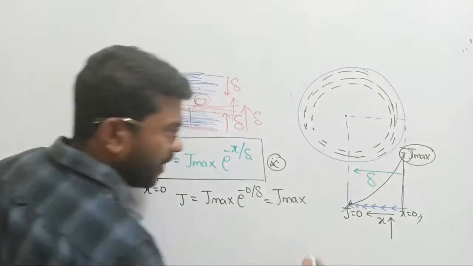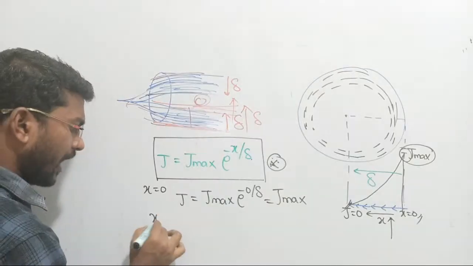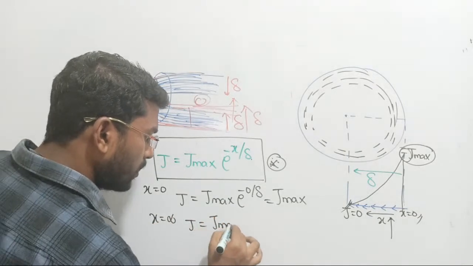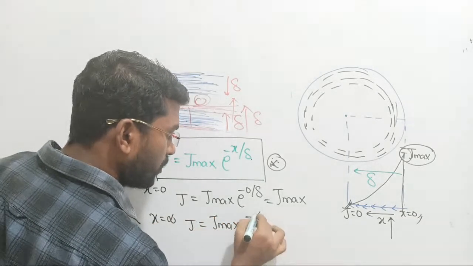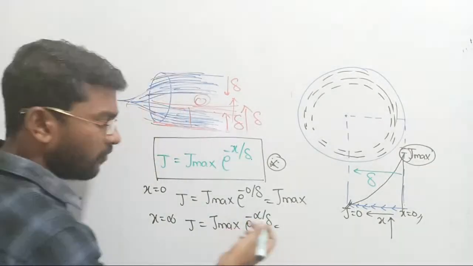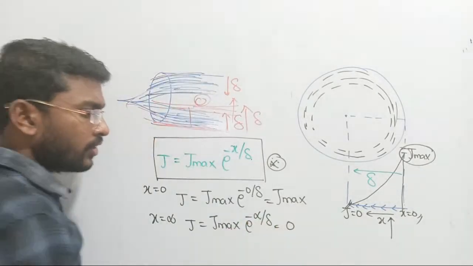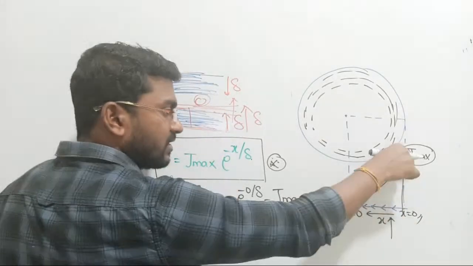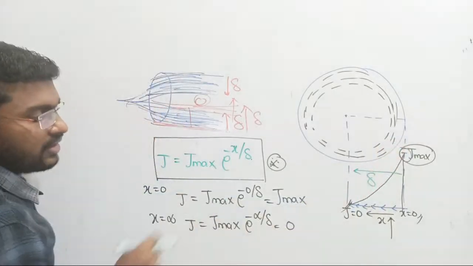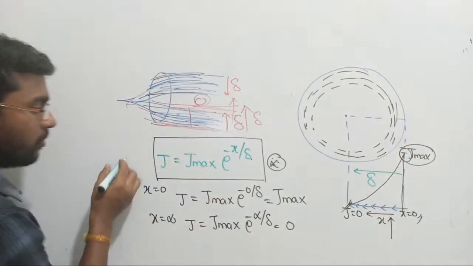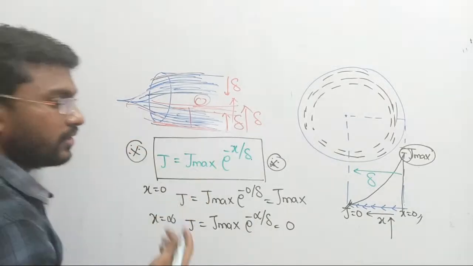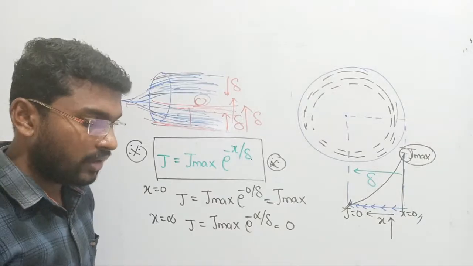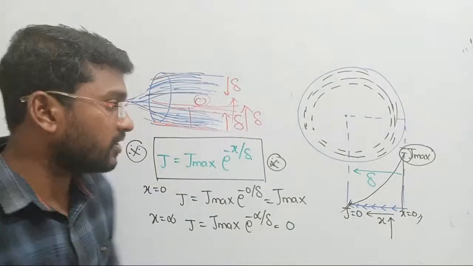And then, going deep, for example, x is going to be infinity, ideally. Then current density is J equal to J max into e power minus infinity, which becomes 0. So that is the generalized formula. If I keep on increasing the value of x, this curve is exponentially decreasing. That is the current density at any point because of the skin effect. I hope we now have a clear idea. Let us proceed further.